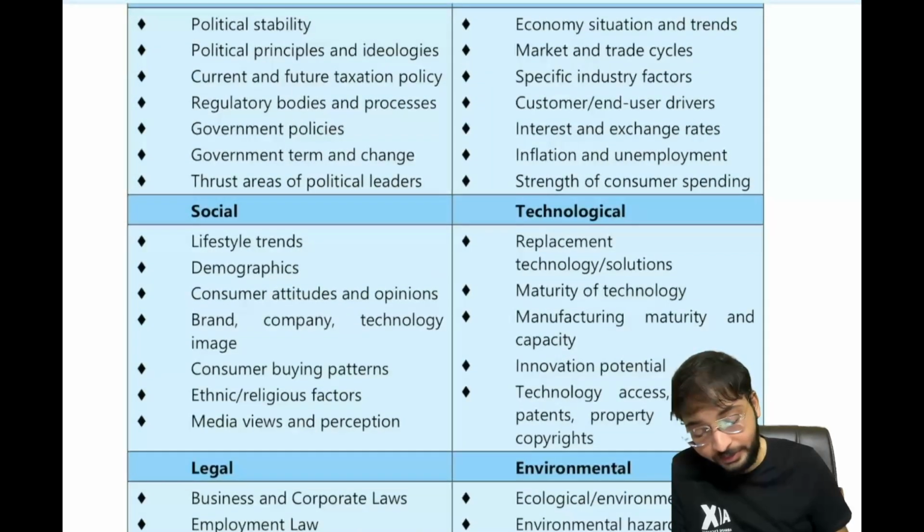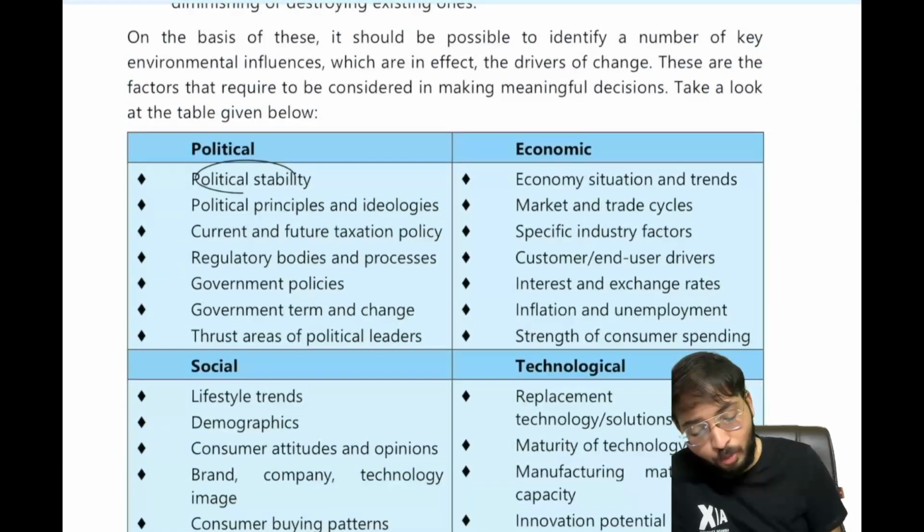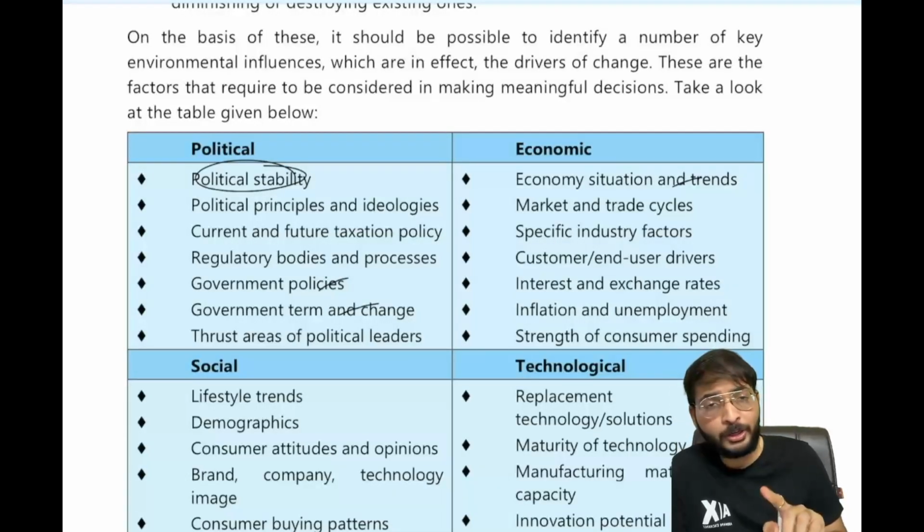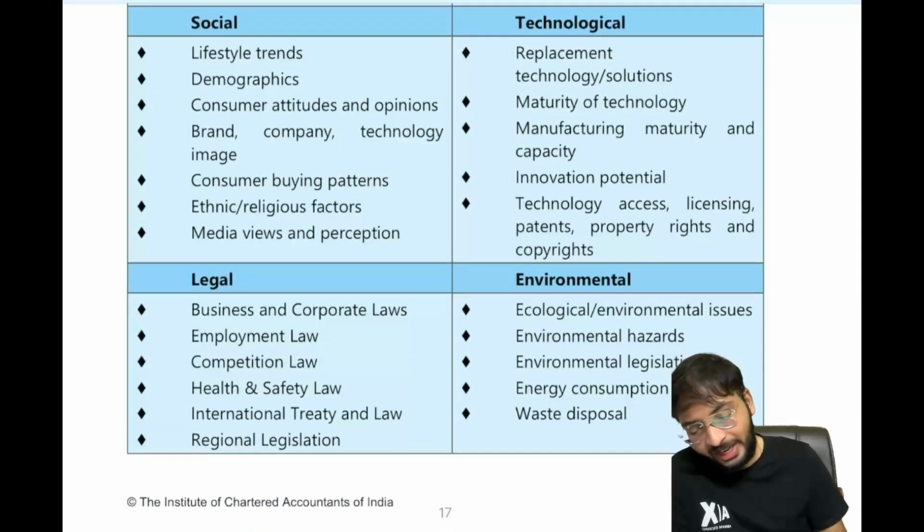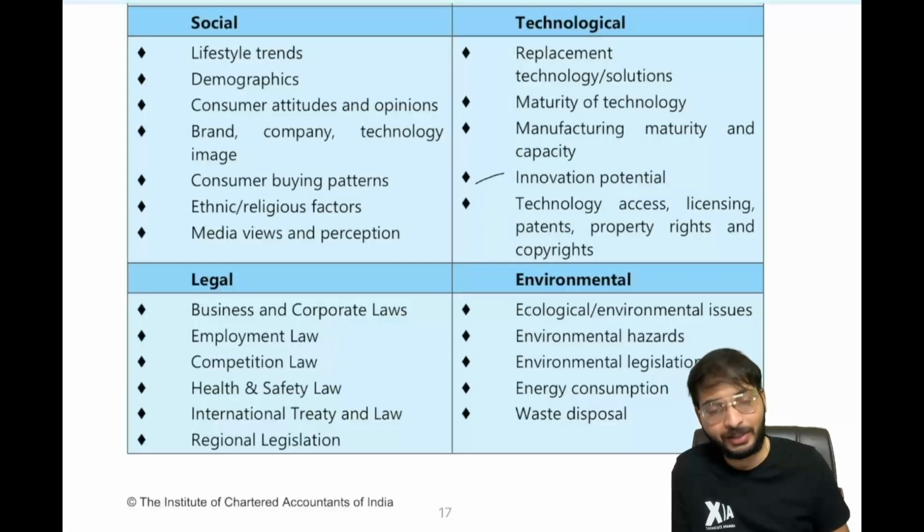So this one is related to political stability, government policies, all these economic situations. What you have to do is go through the elements which are there. In the exam, they'll give, say, innovation potential, and ask which comes under PESTLE, which you have to answer as technology. So in legal, what do you have?